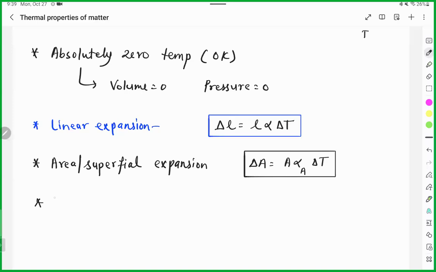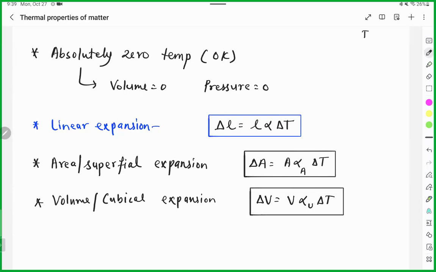Chandana, what is volumetric expansion or cubical expansion? Change in volume depends upon the original volume and temperature difference, and also the nature of material. That alpha A, V, L, all these are telling the nature of material.